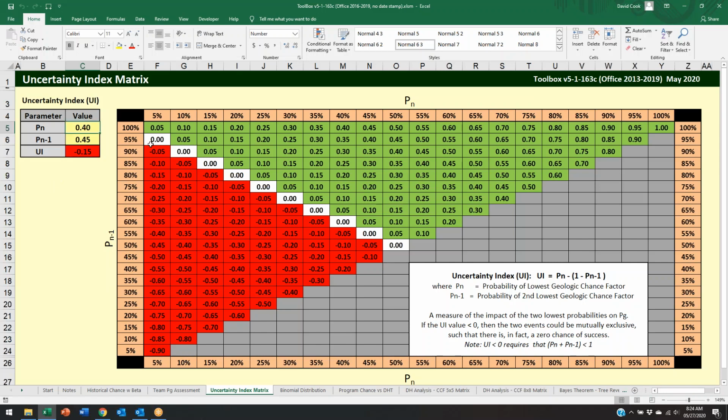So if you had a prospect that had a 0.3 and a 0.4, a very negative uncertainty index is citing that there's a problem in here. If the next highest was a 0.8, then what you can see is that the uncertainty index, when it's calculated, is not in negative territory, so it's less of a problem associated with this particular assessment of chance of success for the prospect.